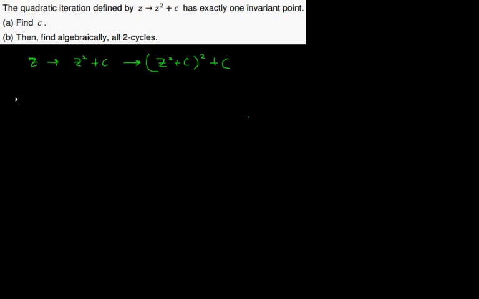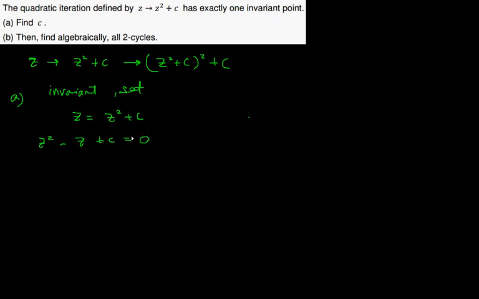Now, to find a, let's do this. Well, we want to find the invariant. So for an invariant point, we always set the initial value to be equivalent to the first iteration. And let's rearrange this and see what we get.